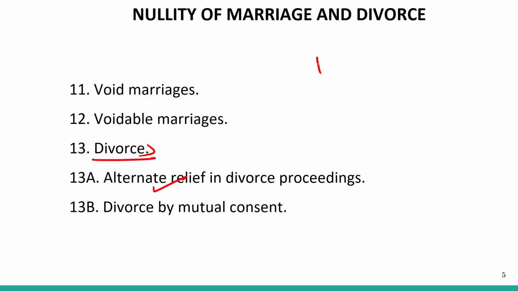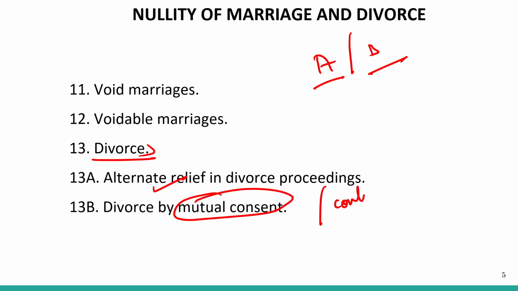So if there are two people, A and B, they got married. Now there are conflicts and troubles between A and B. They decide that, okay, fine, we should move to separate paths, and we should not continue with this marriage. They file for divorce. There are two types of divorce here. One is divorce by mutual consent. And then there is another divorce which is known as contested divorce.